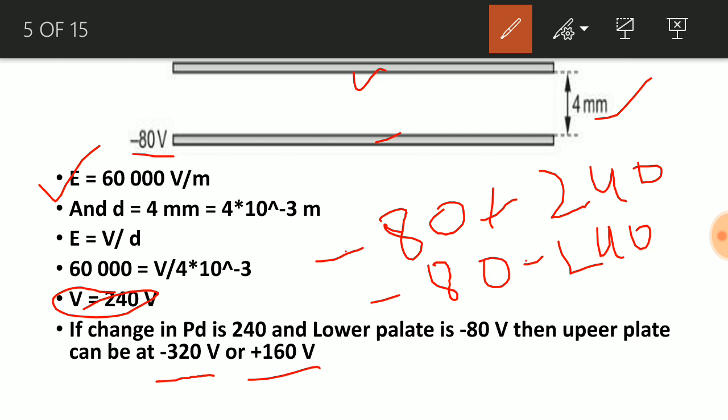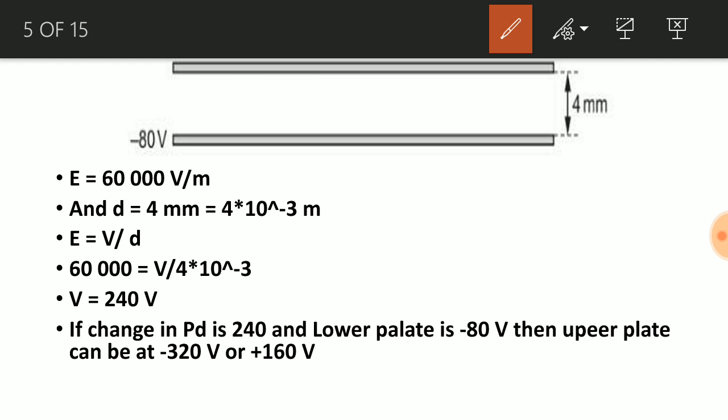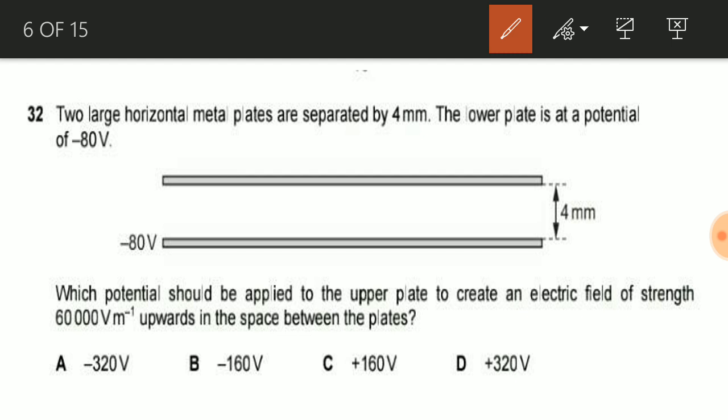If we see our question, the direction of the electric field is upward. Upward means the lower plate should be at higher potential and the upper plate should be at lower potential. If we compare minus 320 and plus 160 volt, minus 320 is the lower potential. Because of that, our answer will be minus 320 volt. We have both options here, minus 320 as well as plus 160, but our answer is minus 320 volt because of this upward direction of electric field strength.